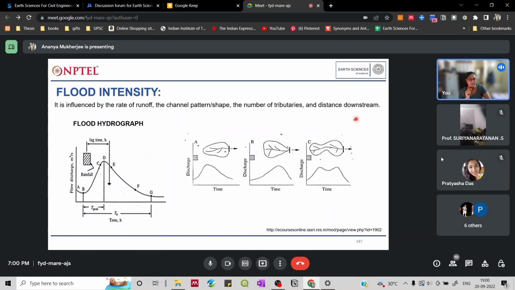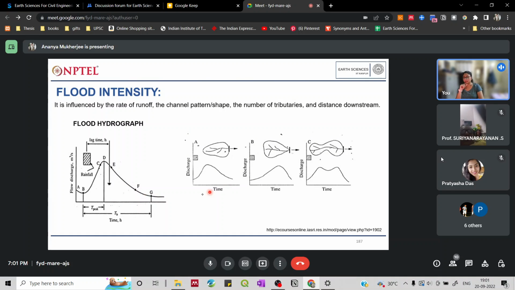Now we come to flood intensity. This is a very useful graph to understand the flooding pattern characteristic of one river basin. You can see that as rainfall is happening, the flow discharge within the river increases. It reaches a maximum, and then after a certain time it will start decreasing. So discharge will start decreasing.